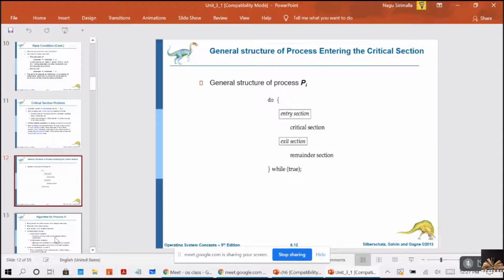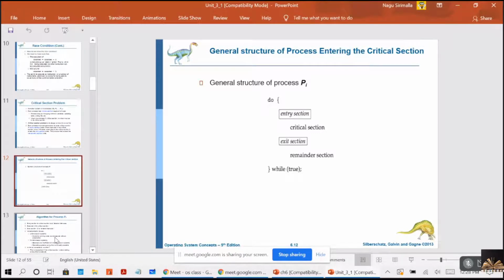Then the critical section may be followed by an exit section. After that, it has to exit, so it should tell the operating system that it is done with its job in the critical section. Besides the critical section, the process may have some other operations to be performed to complete its job. Those are called the remainder section.